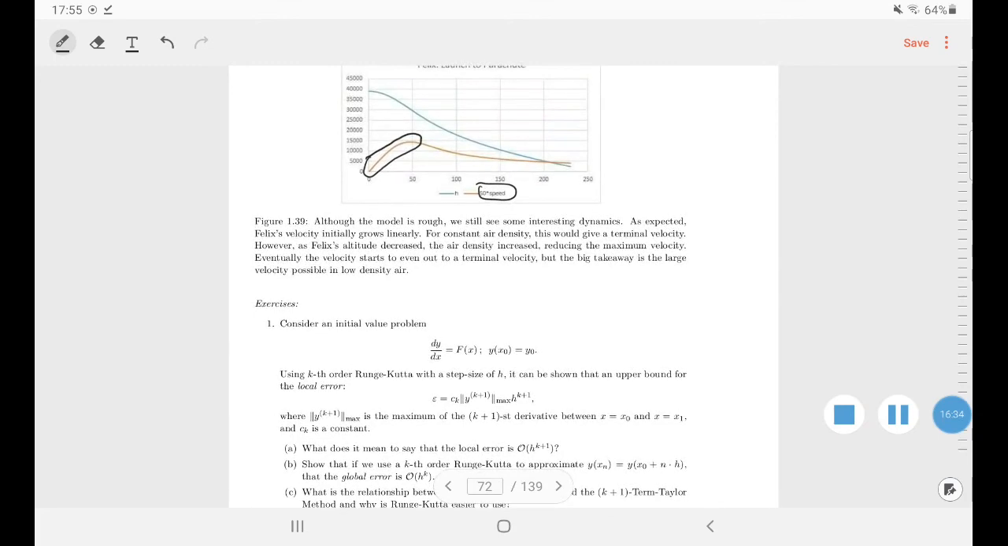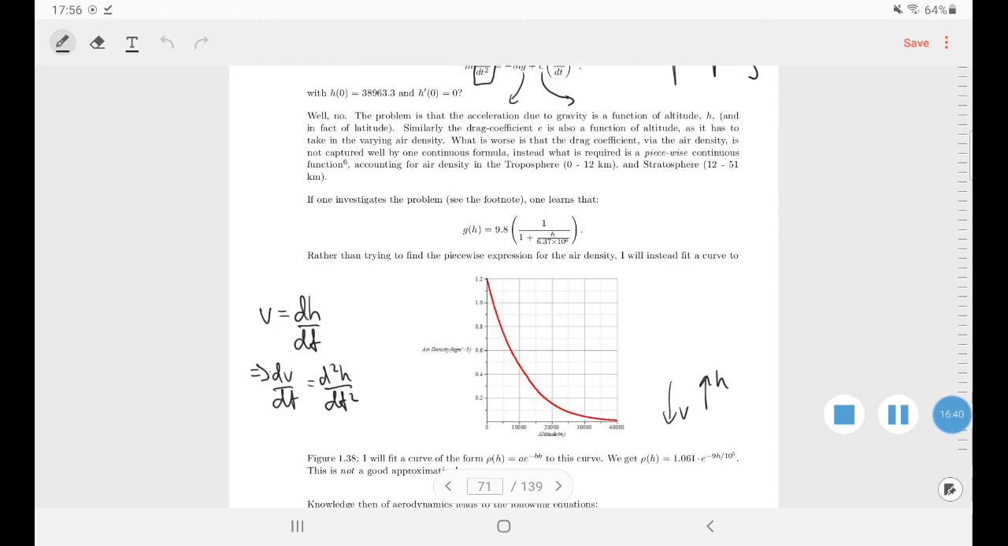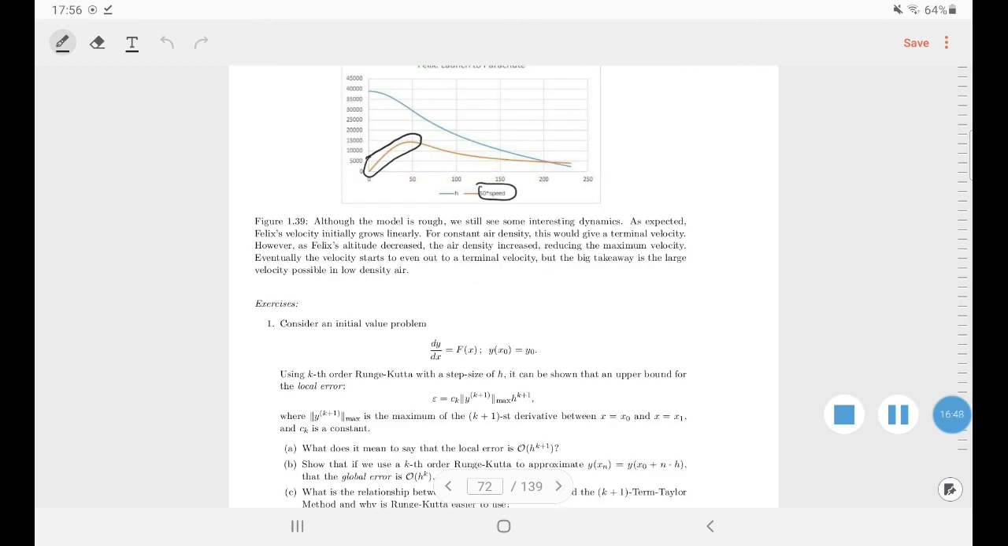So if, for example, Felix Baumgartner was to analyze what was going to happen, you've got the modeling of the acceleration due to gravity and the modeling of the air density. But when they're actually solving the equations or approximating them, they have no hope of solving them exactly. They have to use numerical methods, and they would try Runge-Kutta.